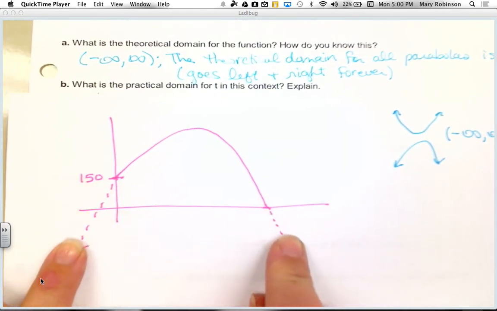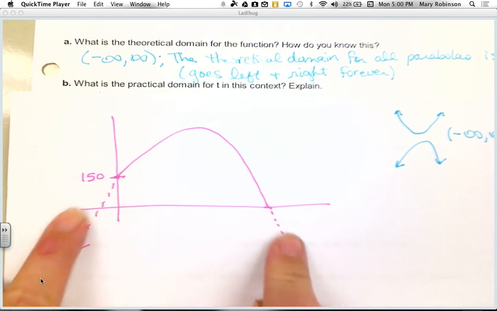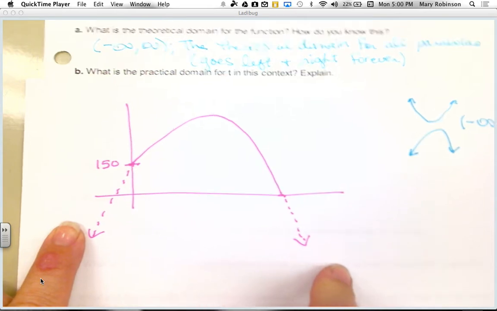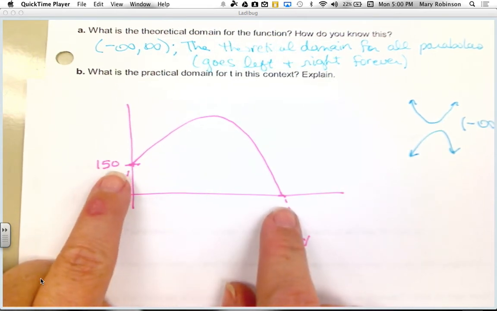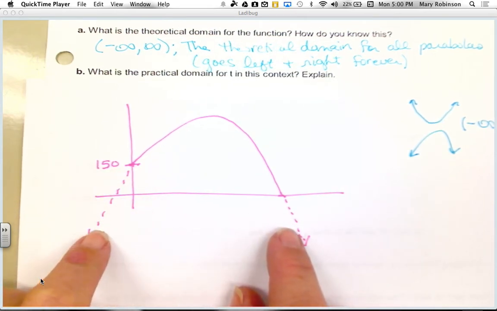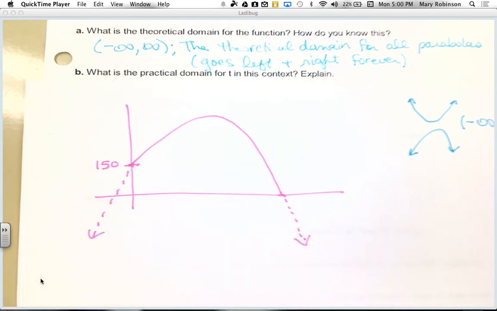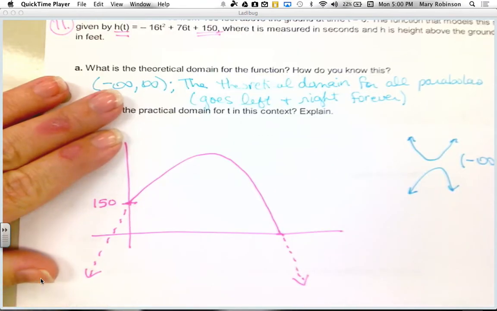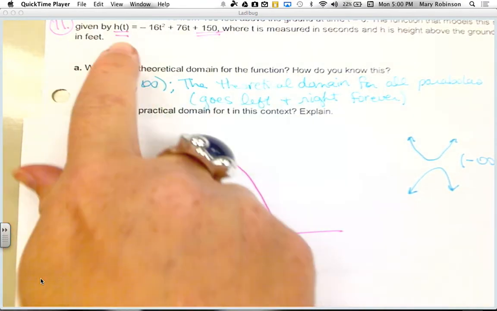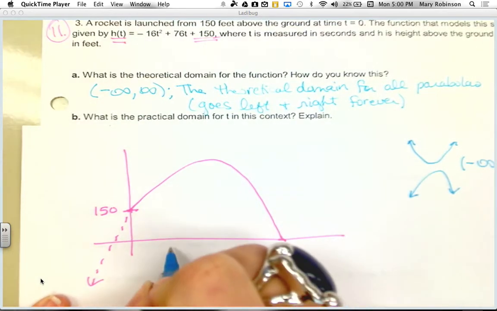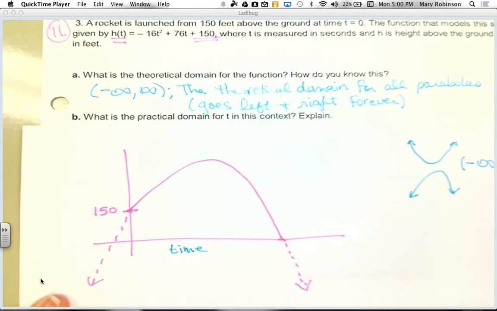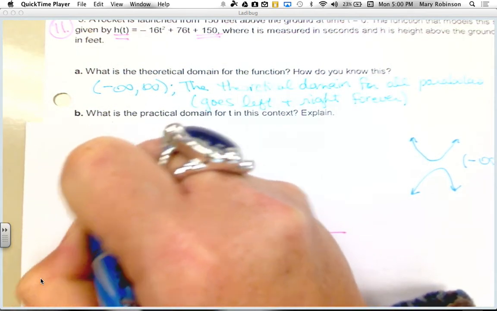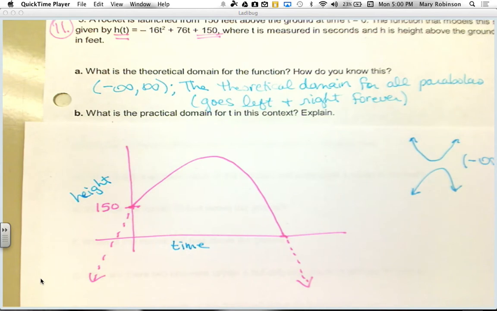if I graph it with both ends, we're going to think, well, yeah, it goes up and down. It's going to go left and right forever, as domain does. But really, we can't have negative time. So if you recall, it says that this function models height as a function of time, which means that our input, or our x, is time, and that belongs on our x-axis. So we have time on our horizontal axis and height on our vertical axis, the y-axis. That's important to understand too.